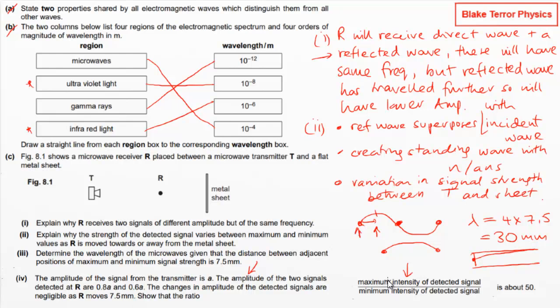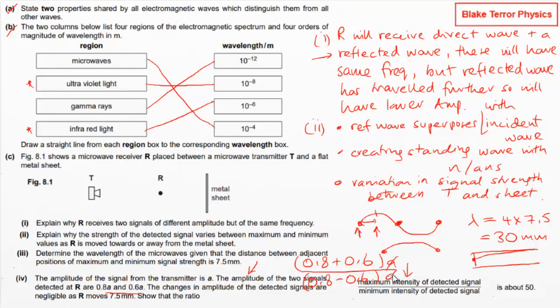So we want to do the maximum. Let's start with the amplitude. The maximum amplitude you're going to get is where we're adding these two together, so we're going to have 0.8 plus 0.6A. That's our maximum. Our minimum is going to be where you're subtracting them, so we'll have 0.8 minus 0.6A. But that's just for amplitudes, so we need to then square that in order to get the intensity ratio.